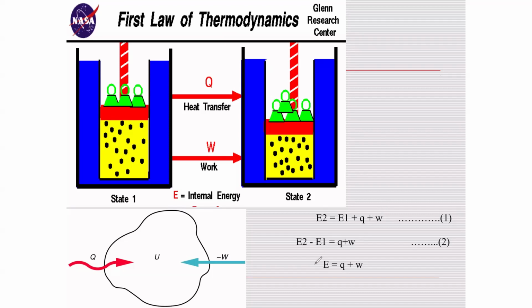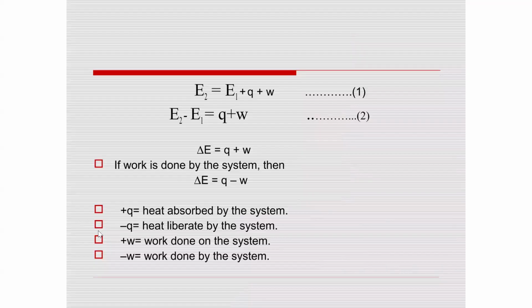So therefore, we have a formula for the first law of thermodynamics as E is equal to Q plus W. Q stands for quantity of heat, while W stands for work done, and E stands for internal energy. So E2 is equal to E1 plus Q plus W. So the change in internal energy, E2 minus E1, is equal to Q plus W. So now we have the change in internal energy, which is delta E, equal to Q plus W.